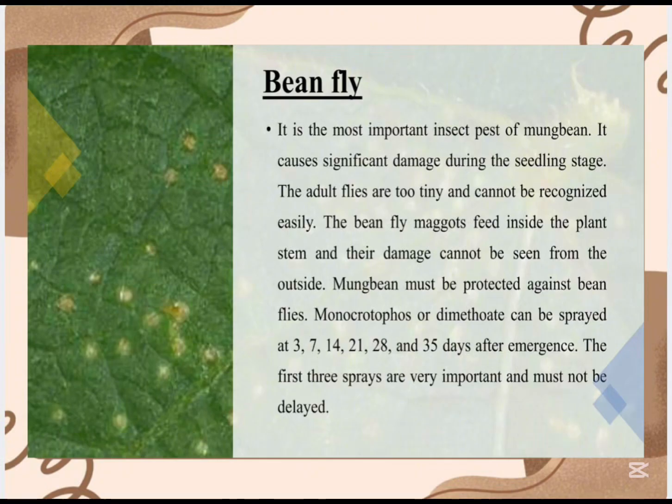Mung bean must be protected against bean flies. Monocrotophos or dimethoate can be sprayed at 3, 7, 14, 21, 28, and 35 days after emergence. The first 3 sprays are very important and must not be delayed.